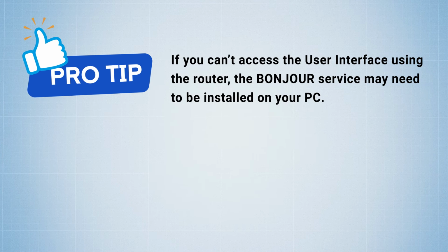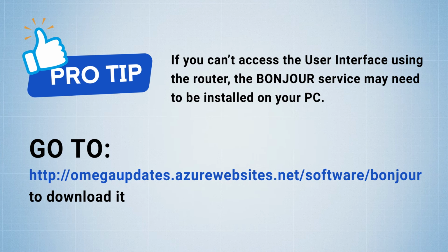And here's a pro tip. If you can't access the user interface using the DHCP-enabled router, the Bonjour service may need to be installed on your PC. Go to http://omega-updates.azurewebsites.net/software/bonjour to download it. We've also put the link in the description if you need it.